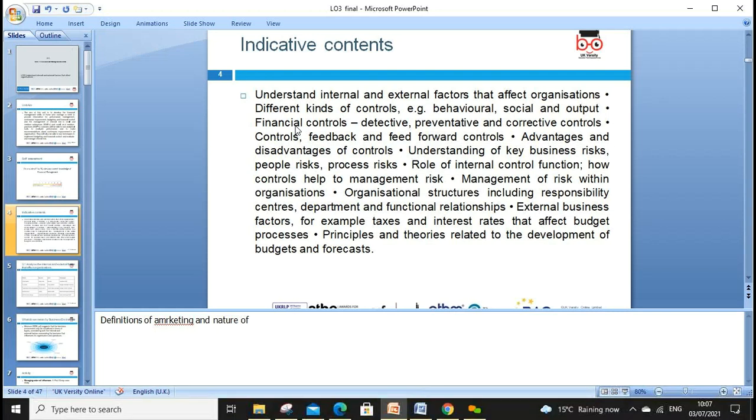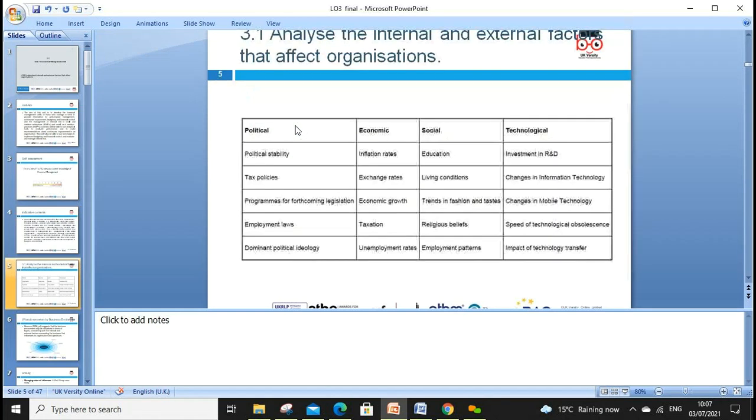We can look at behavior, social output. We can look at the financial control, where we discussed the variance in the past. We can relate our discussion to the advantages or disadvantages different controls can have. Internal control functions will help organization structure. We can look around and rectify it if we need to, with clear roles and responsibilities. External factors, of course, taxes, interest rates, are all given in our indicative content that will be in our discussion. Okay.